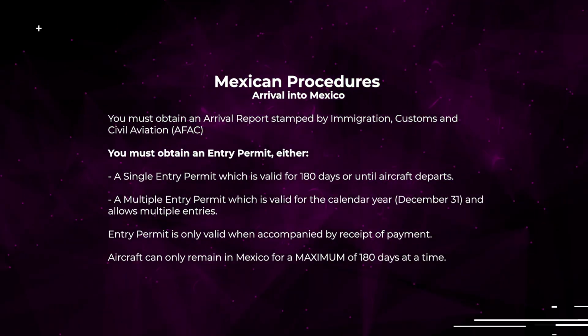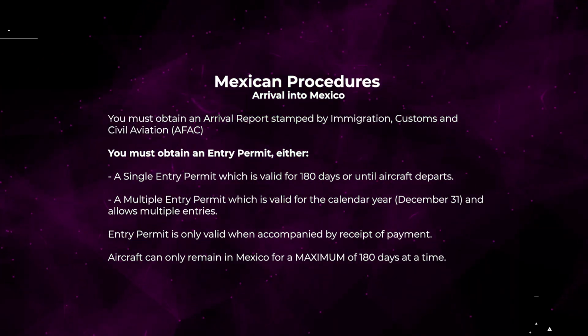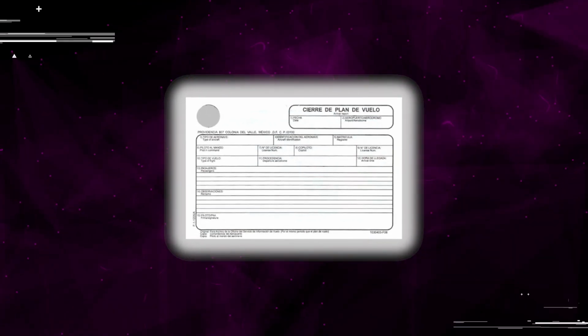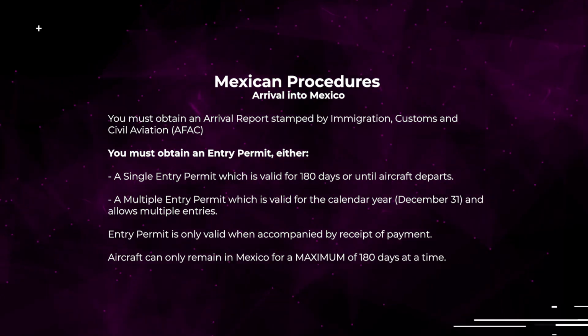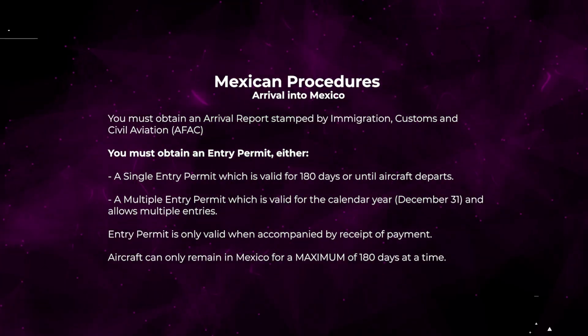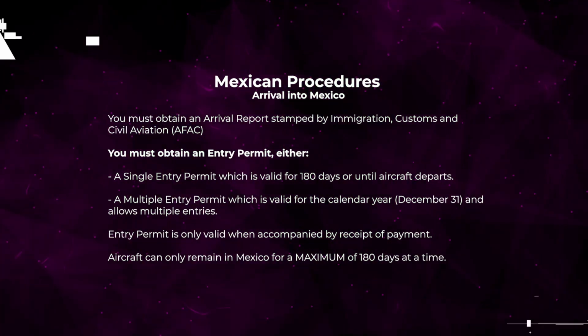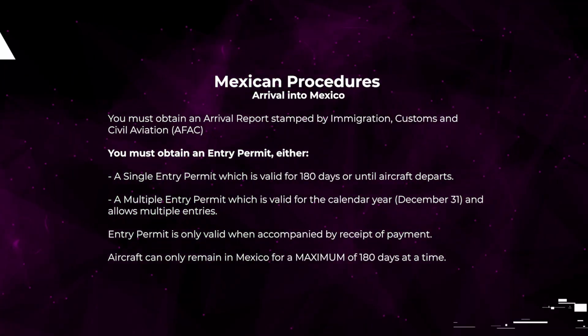The first important document in that process is called the arrival report, which needs to be stamped by Mexican Immigration and Mexican Customs. That form proves that the aircraft passed through those two federal agencies. Then you will go to the Civil Aviation Authority, which we call the AFAC, and they will check that the arrival report has been stamped, and then they will stamp it as well. Don't lose that form because it demonstrates when the aircraft entered the country and that it entered legally.